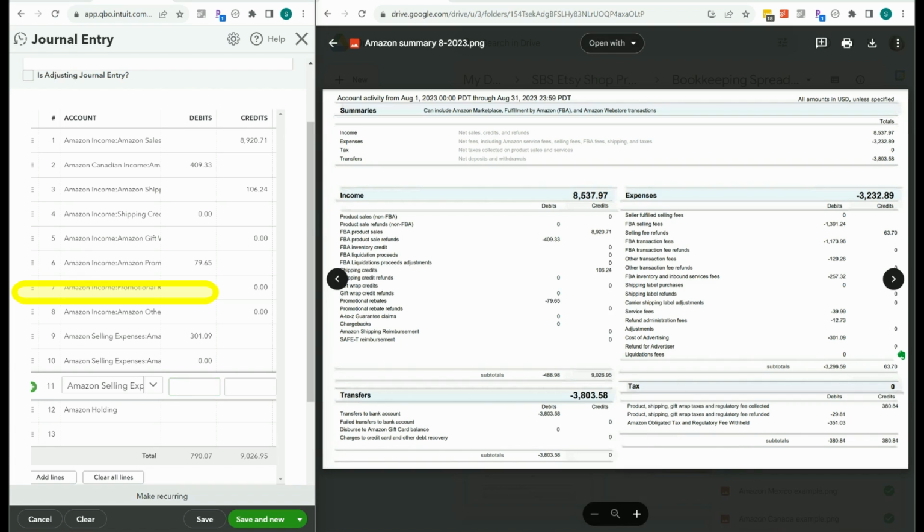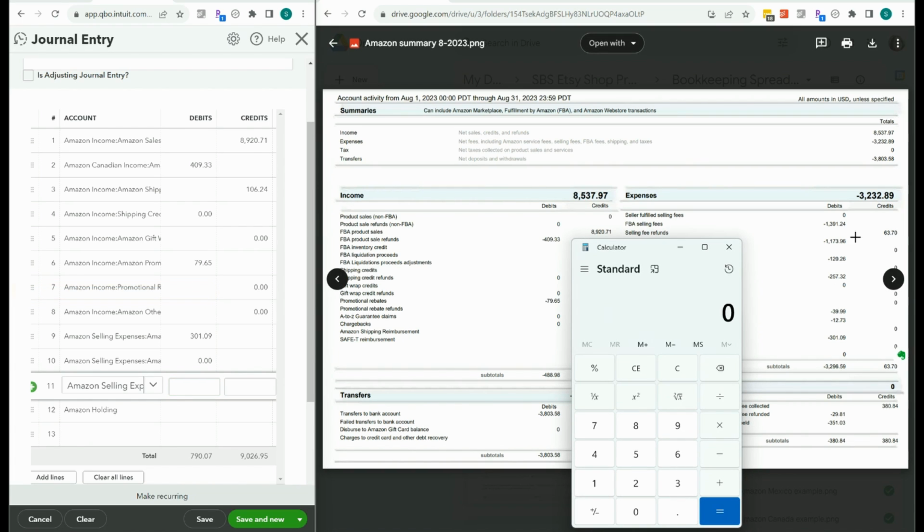So we're going to do a little math here. We've got total expenses of $232.89, but we've already recorded $301.09 in advertising. So we are going to record a debit of $231.80. So when you're all said and done, the total of these three numbers should equal the total of this. So I'll double check my math again. 29318 plus 30109 equals the 232.89. So we're in good shape there.